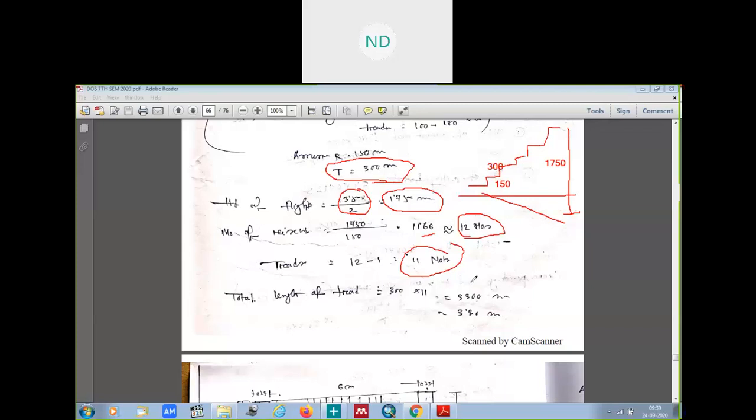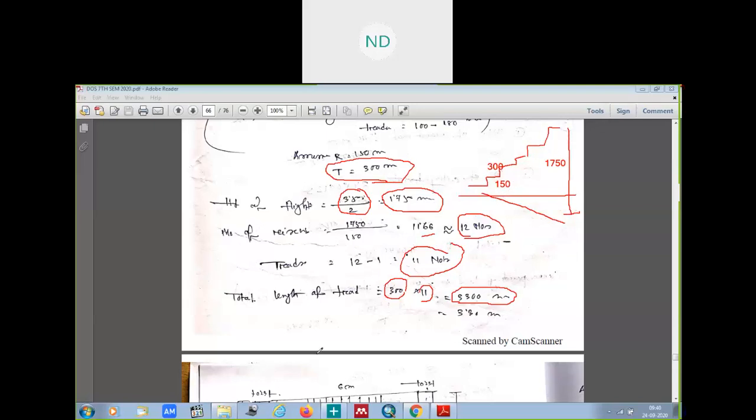Now the total length of the treads we can calculate. The tread was 300 mm, and there are 11 treads. So the total length of the treads comes out to be 3300 mm. This portion with the treads is 3300 mm.